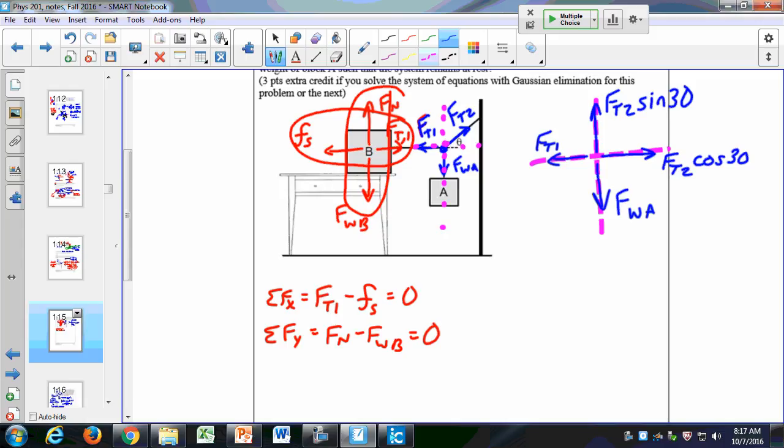I do the same thing over here. Sum of the forces in the X, Ft2 cosine 30 minus Ft1, and sum of the forces in the Y, Ft2 sine 30 minus Fwa.